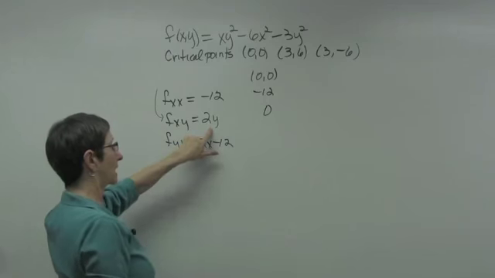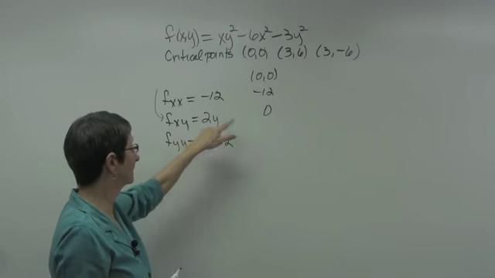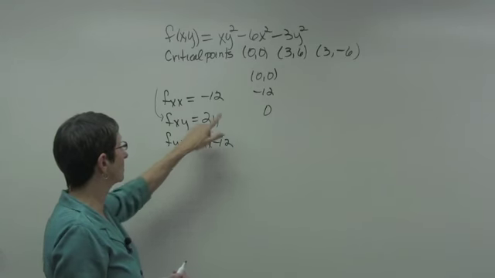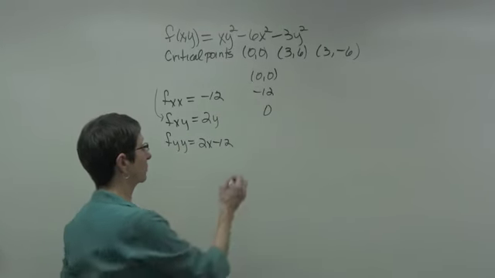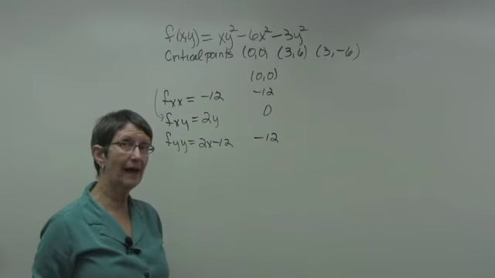But this time, not a constant. I plug in 0, 0, only for y I get 2 times 0 is 0. Plug in here, x equals 0 minus 12. So for this point, I've got my values.